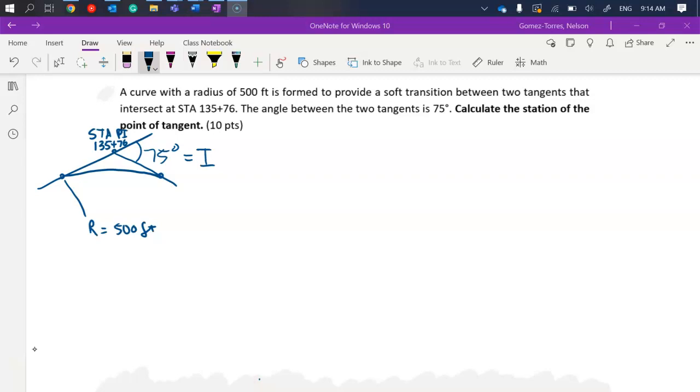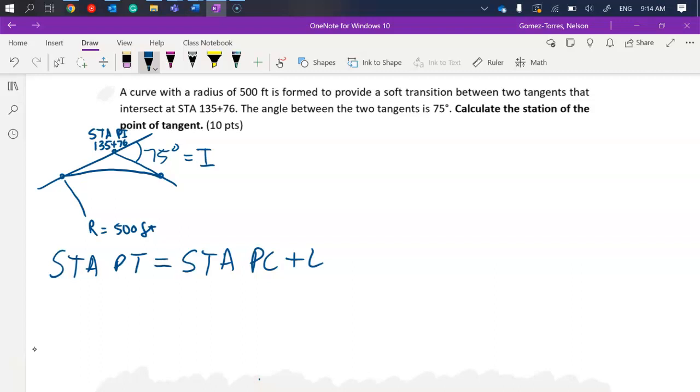Now, let's start this problem then. So what we want is to calculate the station of the point of tangent. That's what we want. Excellent. So let's say here we want the station of PT, the point of tangent. If you remember, the formulas that are not really formulas is that the station of PT equals the station of PC plus L. That's great. We don't know the station of PC, we don't know L, so let's continue thinking about that.